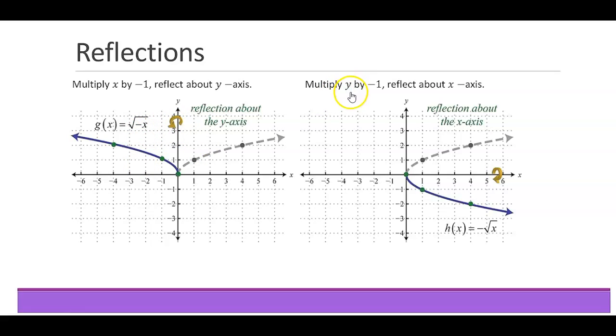If we multiply y by -1, meaning multiply on the outside by -1, that gives us a reflection about the x-axis. So once again, we have the square root function shown, 0, 0, 1, 1, 4, 2. And if we want to consider negative the square root of x, then that graph is down here in quadrant 4. The mirror image is over the x-axis. So 0, 0 stays the same. We have 1, -1. We have 4, 2. And then we can go ahead and connect those points to look like the mirror image of the square root of x graph.